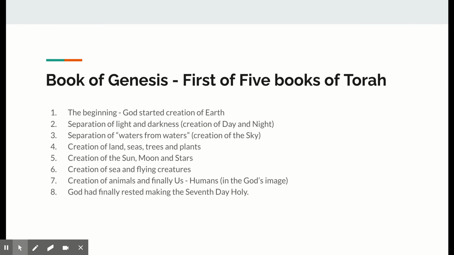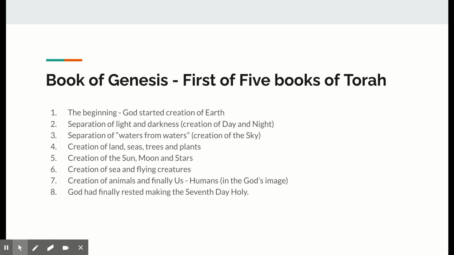So the book of Genesis, one of Torah's 5 books, which is actually very interesting to read, talks about the 7 days of God creating the world that we live in today. So on the first day, God separated light and darkness, creating day and night. The second day, he separated, quoting, "waters from waters," creating the sky. On the third day, God created land, seas, trees, and plants.